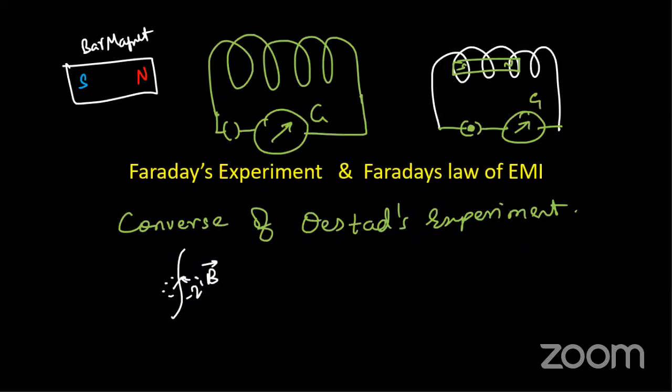Will there be any deflection in the galvanometer? Obviously no. Right? There won't be any deflection. So he tried this experiment for so long. Oh my God. He did this experiment repeatedly. Every time he tried to connect the key only after connecting the galvanometer, I mean, only after placing the magnet inside the coil.